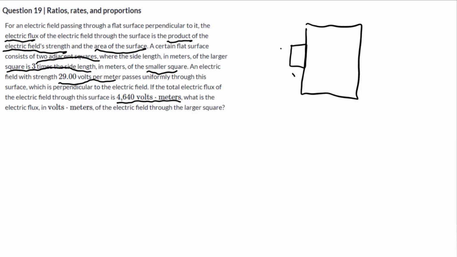And so we know the side length of the smaller one is just x, and then the bigger one is 3x. And the problem also says that the electric flux, we'll abbreviate this EF, is equal to the electric field strength. So we'll just say electric field strength abbreviated as S. And it's a product of S times the area of the surface, S times area.